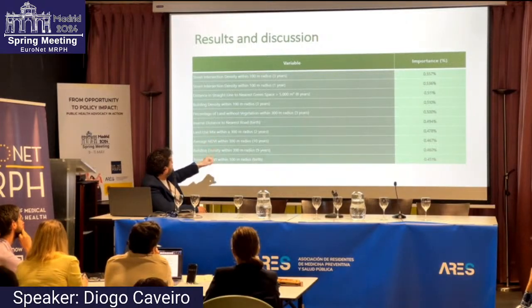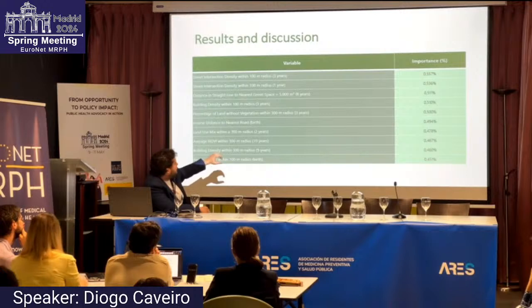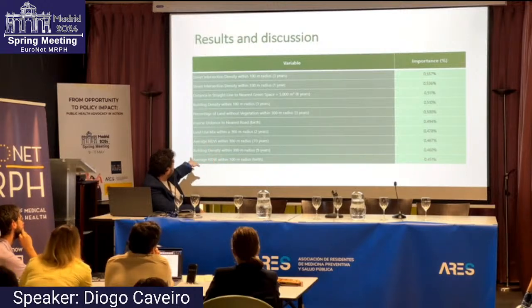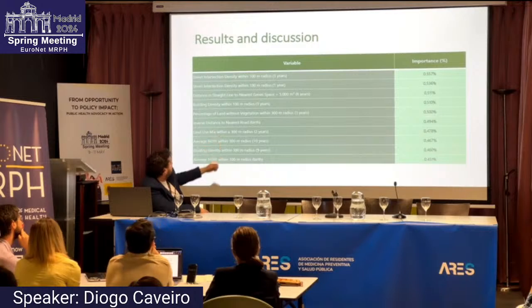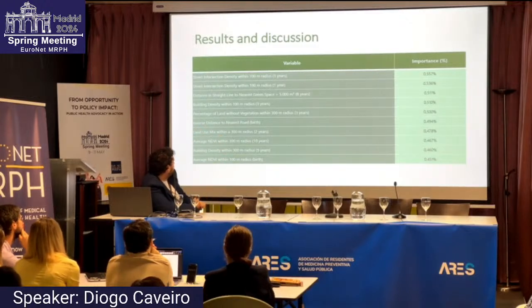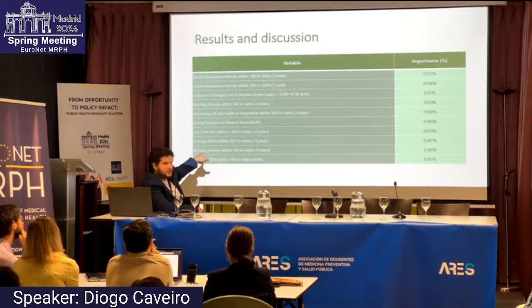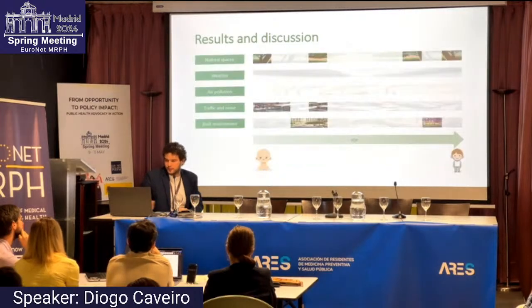Also, some variables related to the built environment, such as building density at 9 years old, land use mix at 2 years of age, and the building density at 3 years old, and also some variables related to the natural space, such as the distance to the green spaces, land without vegetation, and the NPPI, which is related to the percentage of green spaces.